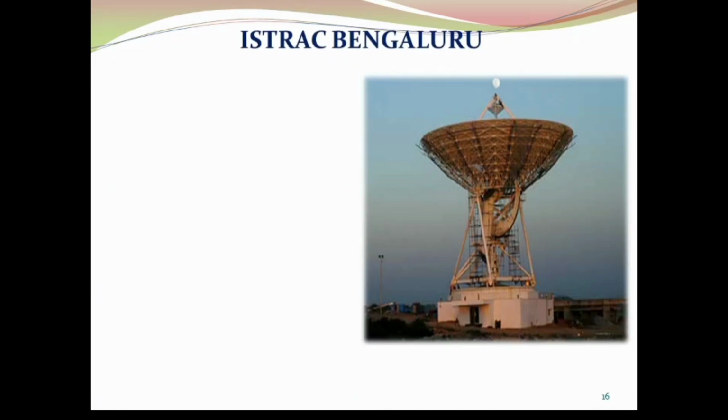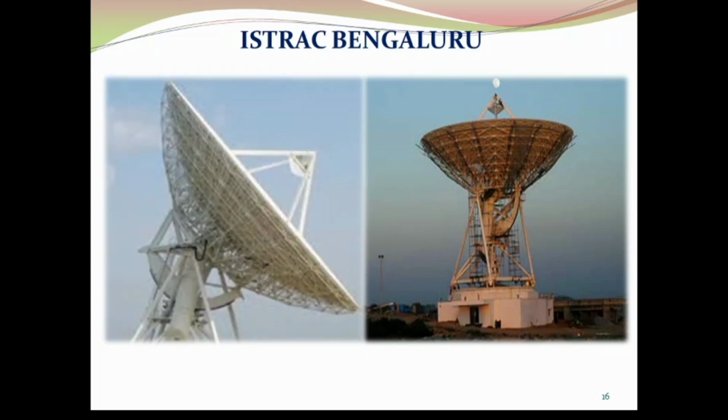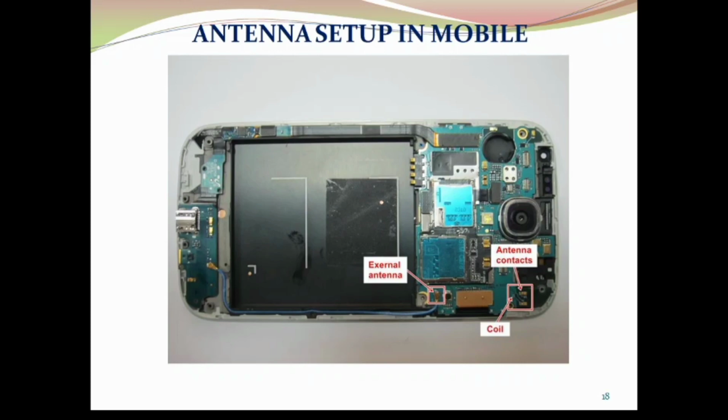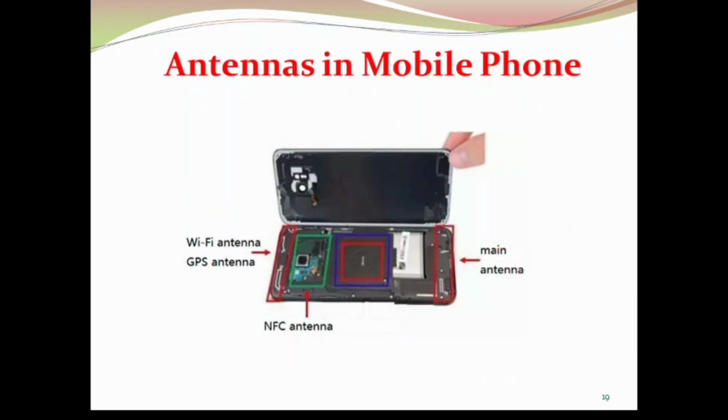And this is another type of biggest antenna in our country, that is the RMK project. It is located in Bangalore. And this is another antenna system, GMRT, which is located in Pune. And this is the antenna setup in mobile phones, right? In a mobile phone we have a lot of applications, so for a lot of applications we need different bands of antennas. One is for Wi-Fi applications, and GPS antenna systems, NFC antenna systems, and this is the main antenna system, right? Because we access several applications, we need several antennas in mobile phones.